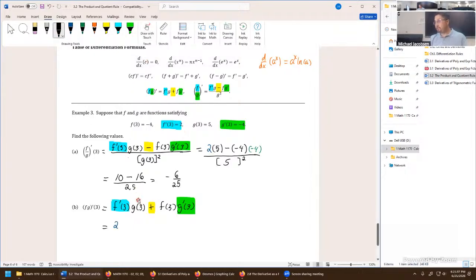Next one's a function value for g, so it gets a 5, plus function value for f, so that gets a negative 4. Almost feels like deja vu. These are pretty much the same things. Then g prime at 3 gets a negative 4. Now finally, order of operations on this will give us 10 plus 16 for a 26 altogether.